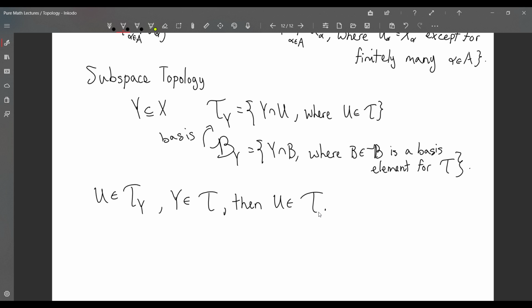And the reason why is that here U is going to be Y intersect some other thing U_1, where U_1 is an element of T. But if Y is in T and U_1 is in T, then the intersection of two open sets is open, so U is going to be contained in T.